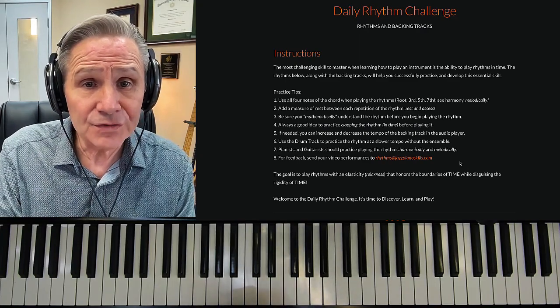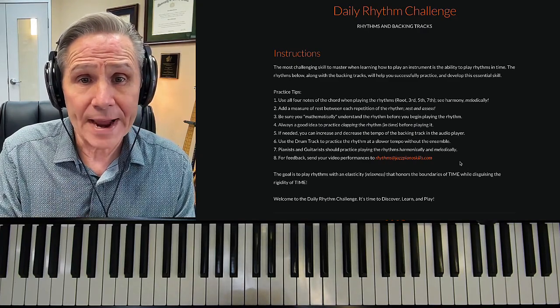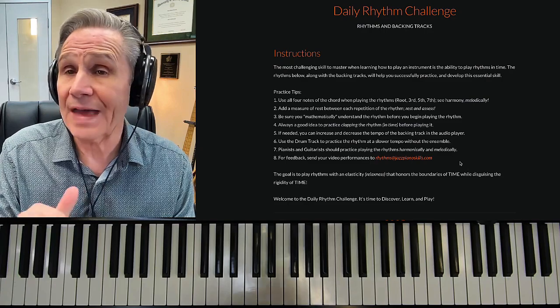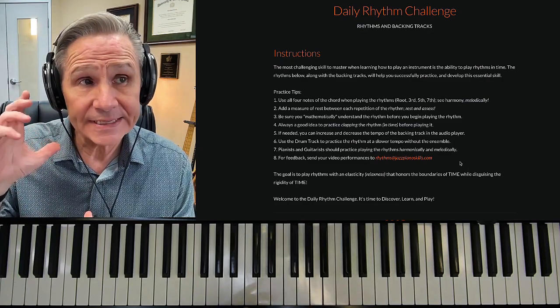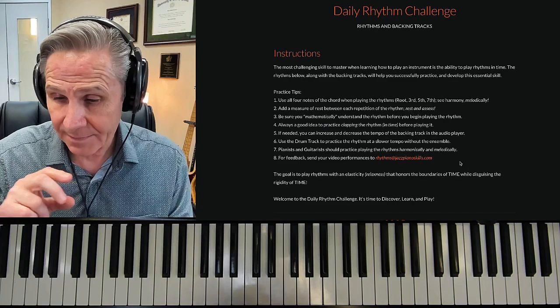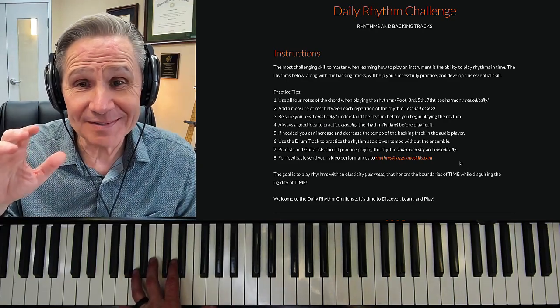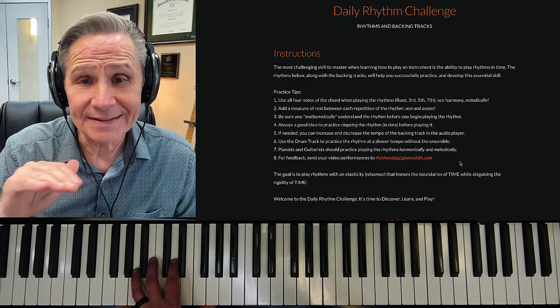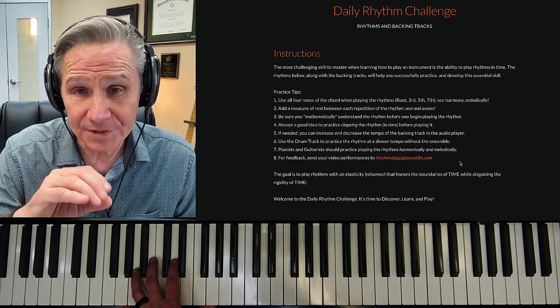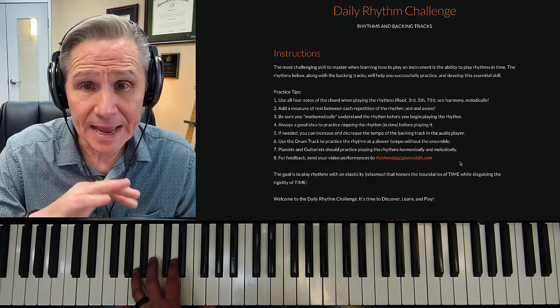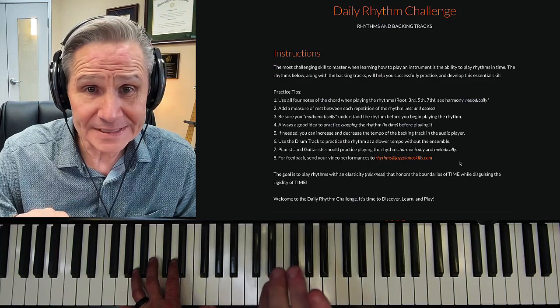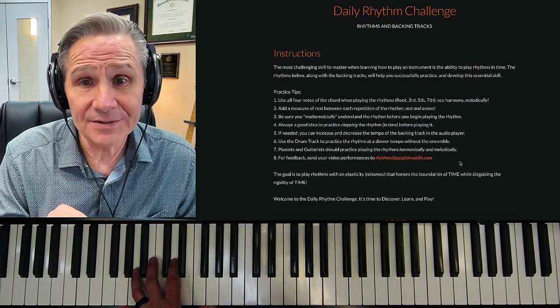Number 6, use the drum track to practice the rhythm at a slower tempo without the ensemble. Sometimes students get confused with all the background instrumentation, so you can cut that out and just use the drum track, so the ensemble is not present. Always a good idea to do that as well.